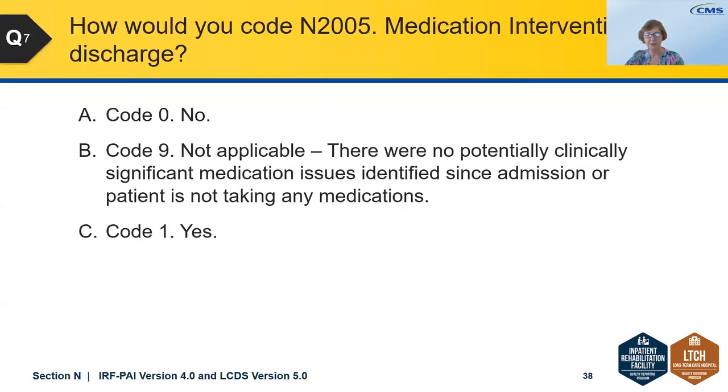Now we will turn our attention to discharge. So how would you code N2005, medication intervention? Our choices are code 0, no; code 9, not applicable, there were no potential clinically significant medication issues identified since admission, or patient is not taking any medications; or code 1, yes.